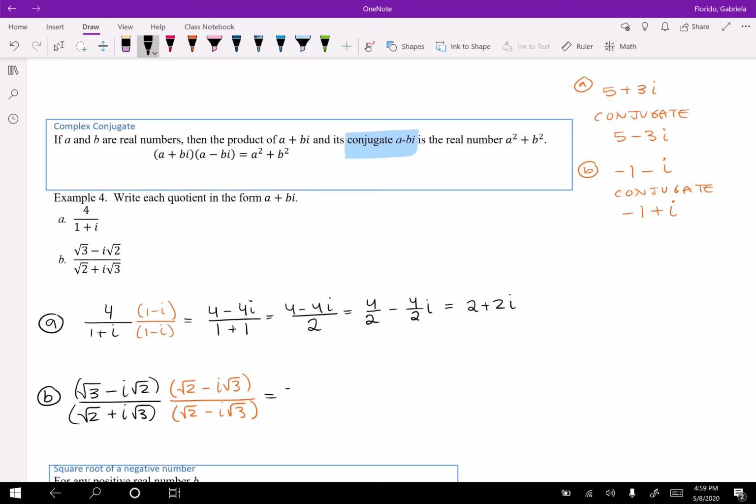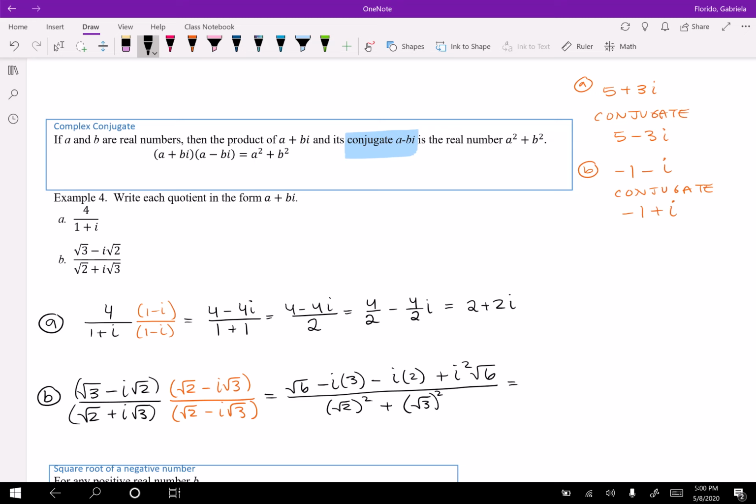We have the square root of 6 minus i times 3, because the square root of 3 times the square root of 3 is just 3. And then minus i times 2, which is going to be 2i. And then at the end, we get plus i squared times the square root of 6, all over, and again, the denominator is going to be just a squared plus b squared. My a is the square root of 2, my b is the square root of 3. So we just have the square root of 2 squared plus the square root of 3 squared.